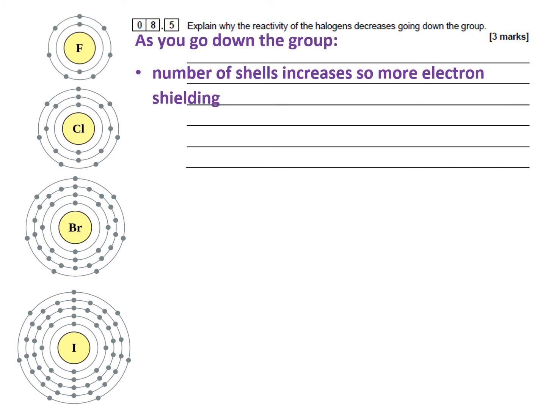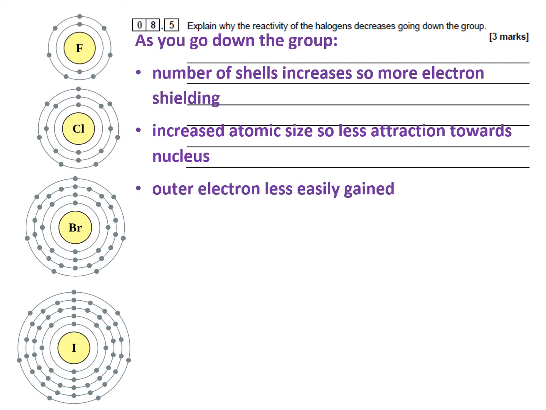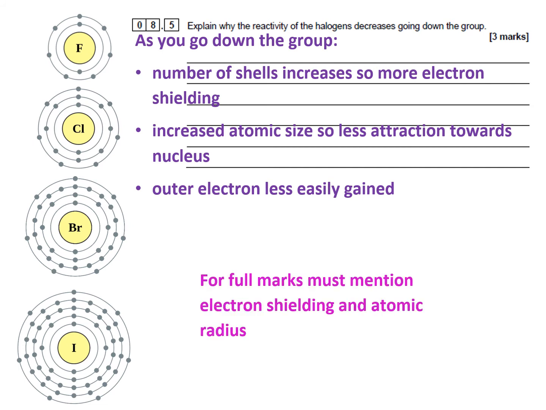Okay, so as we go down the group, the number of shells is increasing, so there's going to be more shielding. The size of the atom is going to be getting larger, therefore the attraction towards the nucleus is reduced. Hence, gaining that outermost electron is going to become less easy, and hence reducing the reactivity. You must talk about the size of the atom, and you must talk about the shielding effect of the layers, the other shells in between, in order to get your marks, and talk about that outer shell being pulled in by the attraction, the electrostatic attraction between the electron and the nucleus.